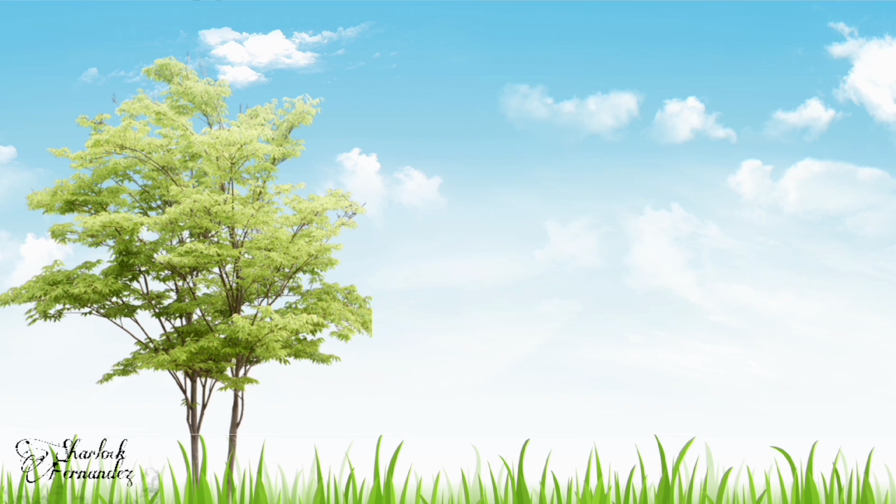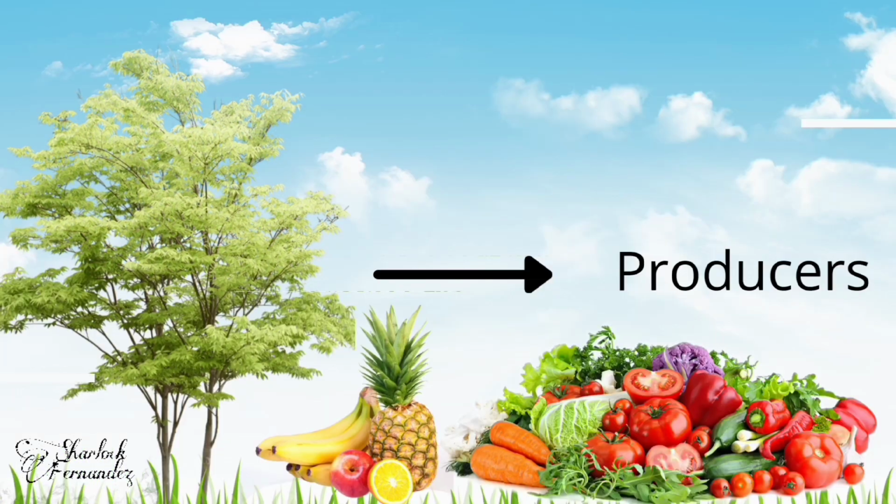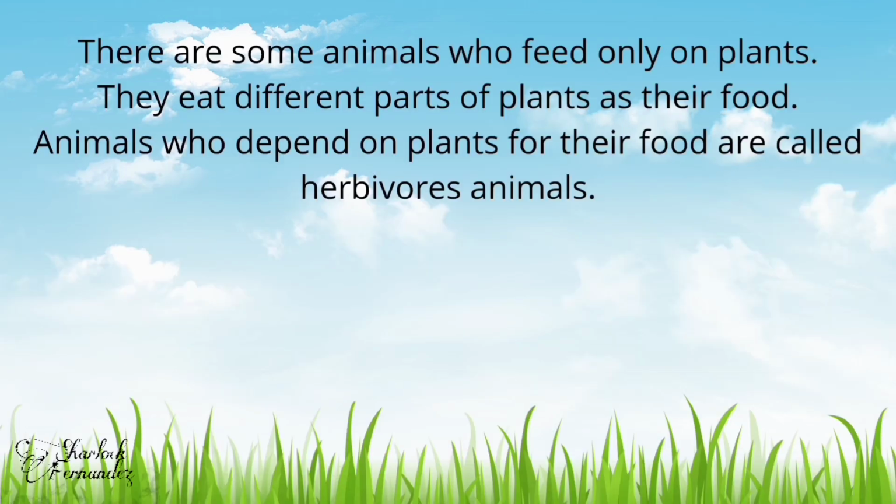Plants produce their own food by the process of photosynthesis. Plants make their food from air, carbon dioxide and water with the help of chlorophyll, the green pigment in their leaves, and sunlight. In fact, plants are the only living beings which can make their own food. Hence, they are called producers.